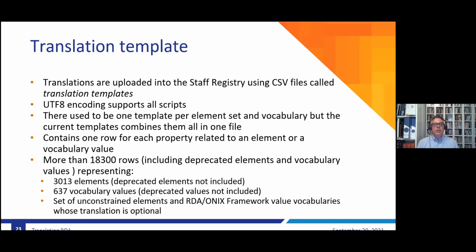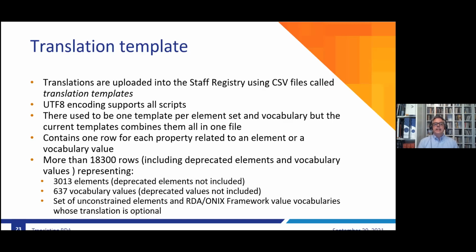The template includes right now more than 18,300 rows, which seems a bit daunting, but this number includes deprecated elements and vocabulary values, which actually do not need to be translated. The template also includes properties for unconstrained elements, and also for RDA Onyx framework value vocabularies, and the translation of these elements and vocabularies is optional.